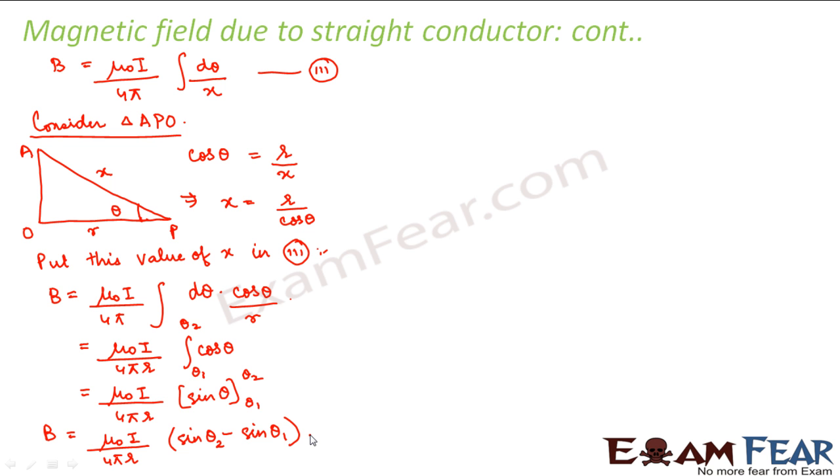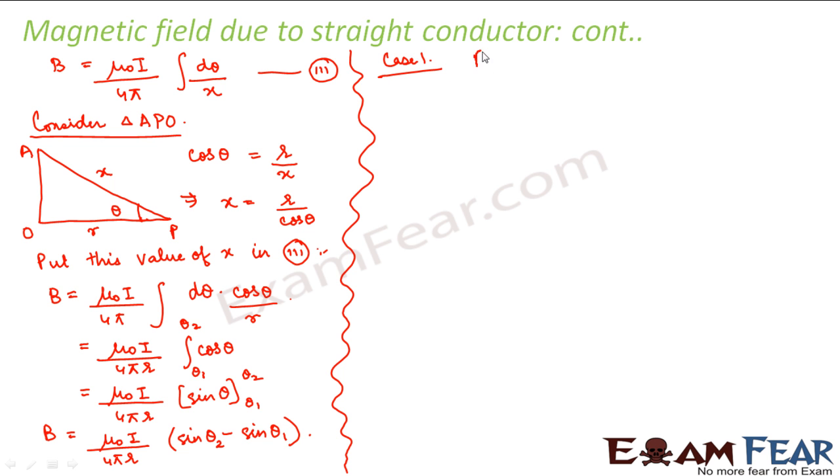So this is the most generic expression that you get for calculating the magnetic field due to a straight current carrying conductor at some point which is at a distance r from the conductor. So now let us look at certain special cases. So let us consider the first case.